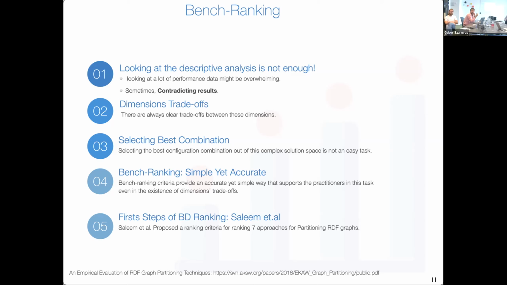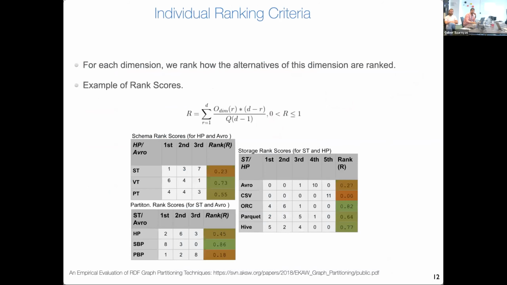The first proposal for a rank was proposed by Salim et al. They tried to find a rank for seven approaches for partitioning RDF graphs, right? Their idea was to rank these seven partitioning techniques through different challenges. The challenges were different datasets. In our work, we try to generalize this work by employing also the other two dimensions, which are the schema and the storage formats.